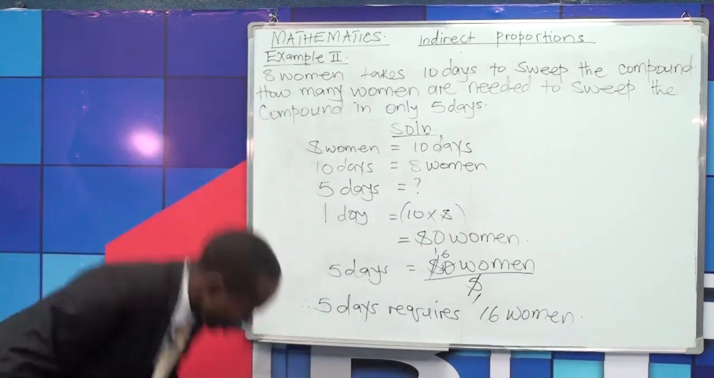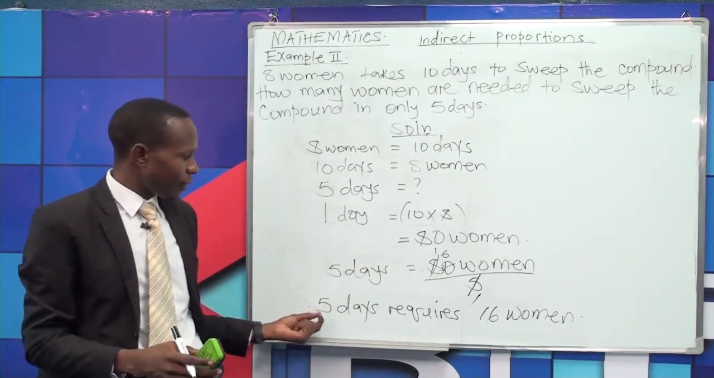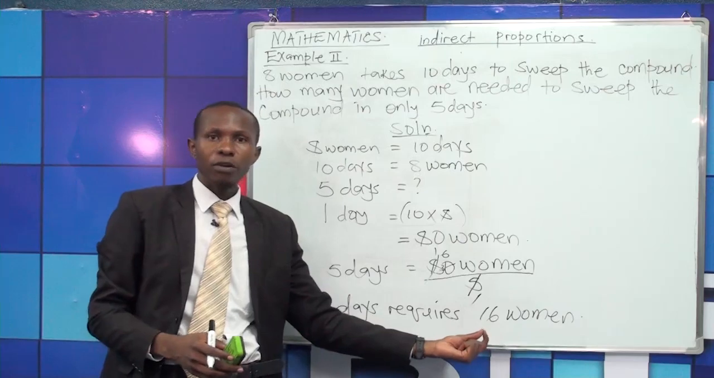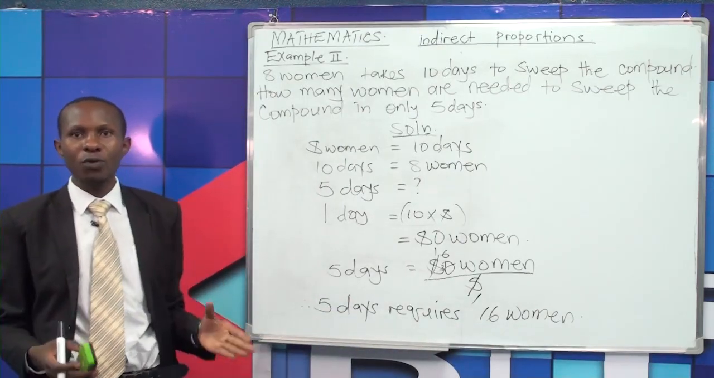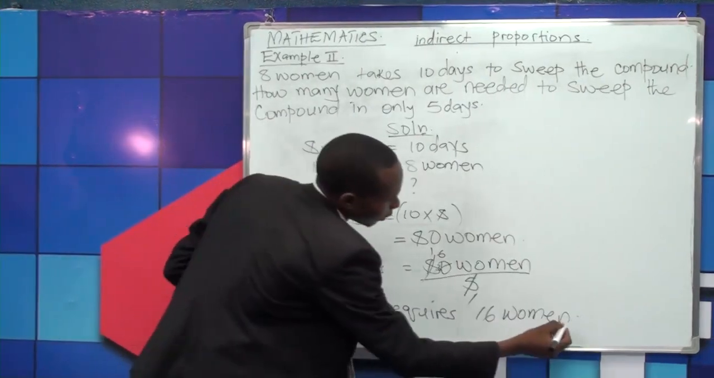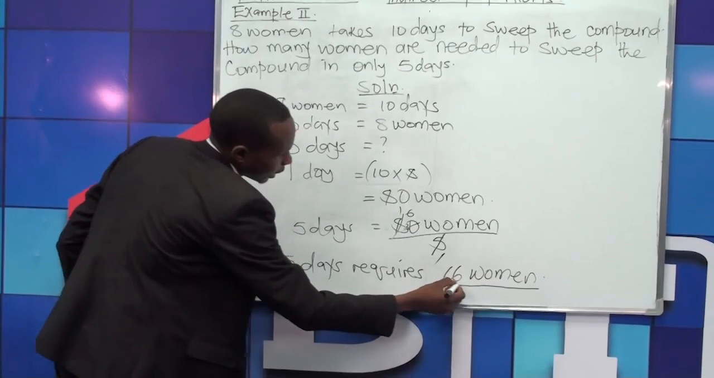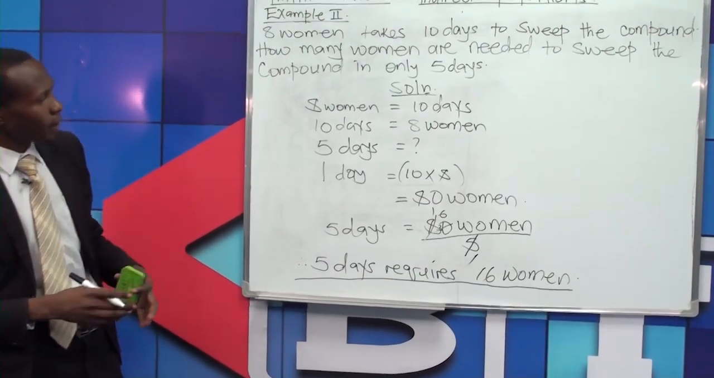So this is what is required. In 5 days, you'll need to have 16 women such that they can complete your piece of work in 5 days only. Then after getting this, I will get my ruler and underline my work. Use a ruler outside there.